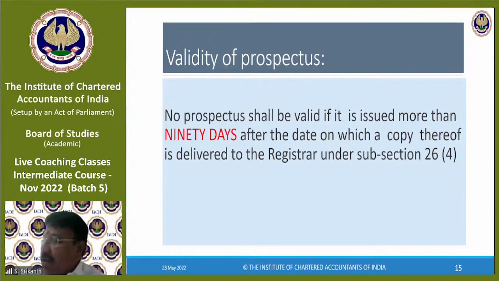"90 days will start after registration by ROC or just after the date of sending copy because the prospectus may not be registered." Yes, it may not be registered, in which case there is no question of issuing the prospectus. Unless it is registered, you cannot issue, right? So between 90 days after the date on which a copy is delivered to the registrar, you have to issue it. The registrar may take some 2 or 3 days to register. If he doesn't register within 90 days, gone.